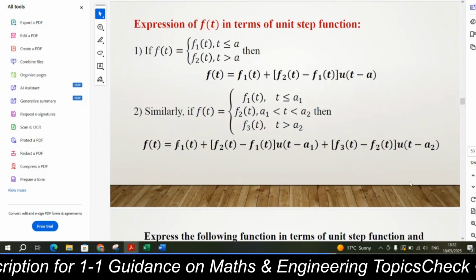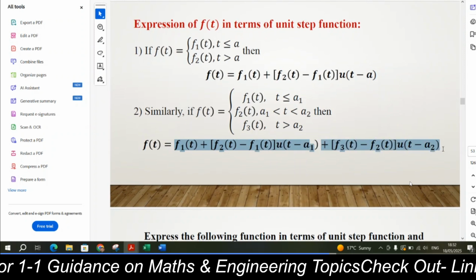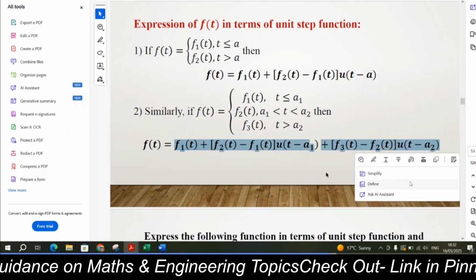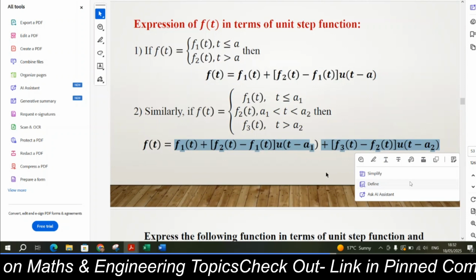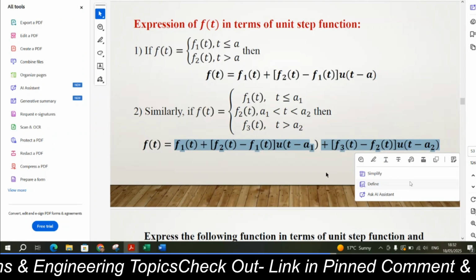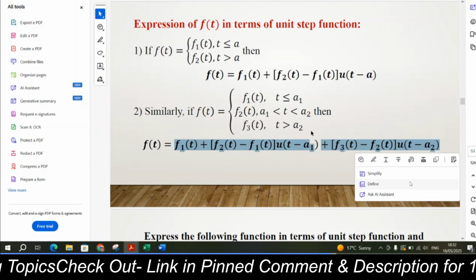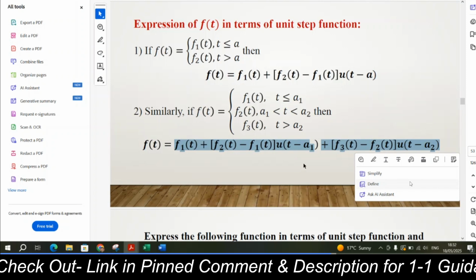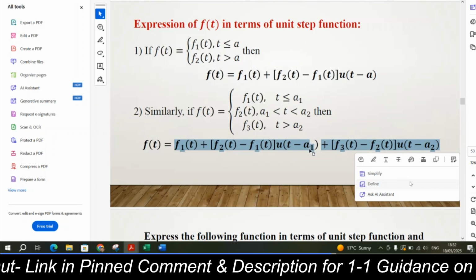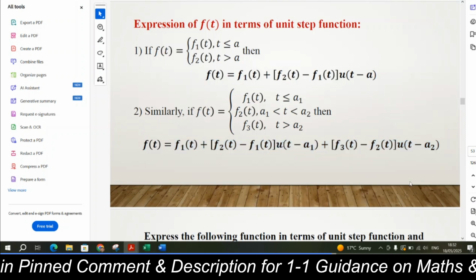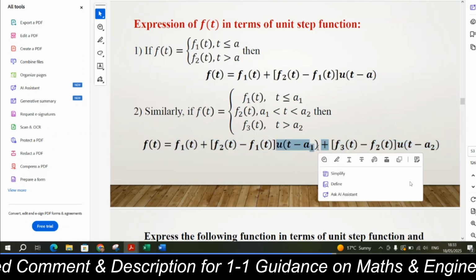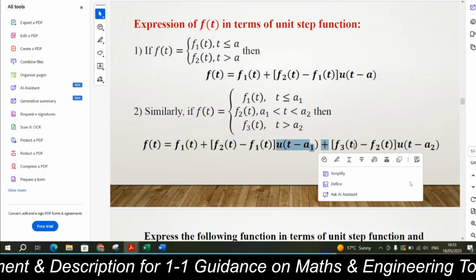Same way, even if it was 2 over here, even if it is 3, 4 or 5, you will be writing it in a similar way as you see over here. So first is for the first function, then you find the difference between two functions multiplied by u(t minus a1), then over here the third function subtracted by the second.